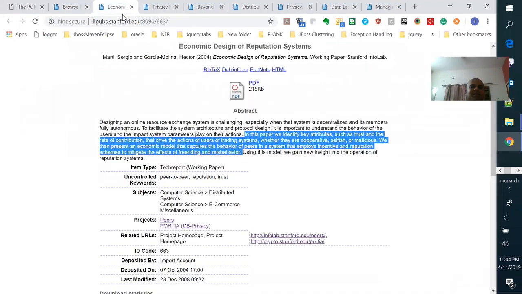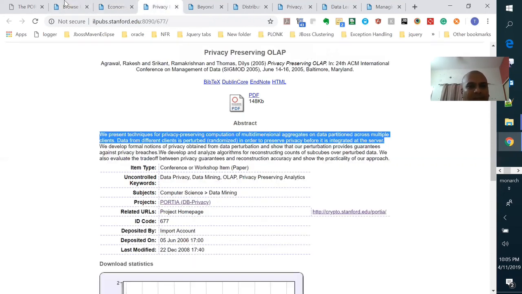Economic design of reputation system. So this paper identifies certain key attributes such as trust and rate of contribution that drives the action of the user for trading system, whether they are cooperative, selfish, or malicious. We then present an economic model that captures the behavior of the players in the system, that employs incentives and reputation schemes to mitigate the effects of freelancing and free riding and misbehavior. Going on to the next paper, privacy preserving OLAP.